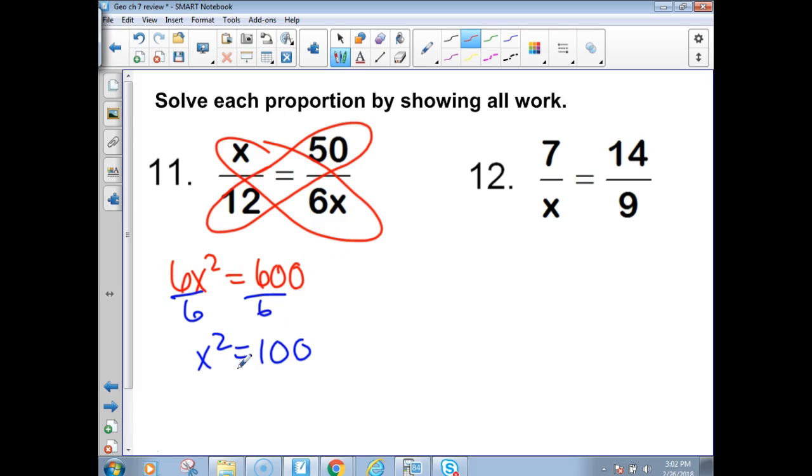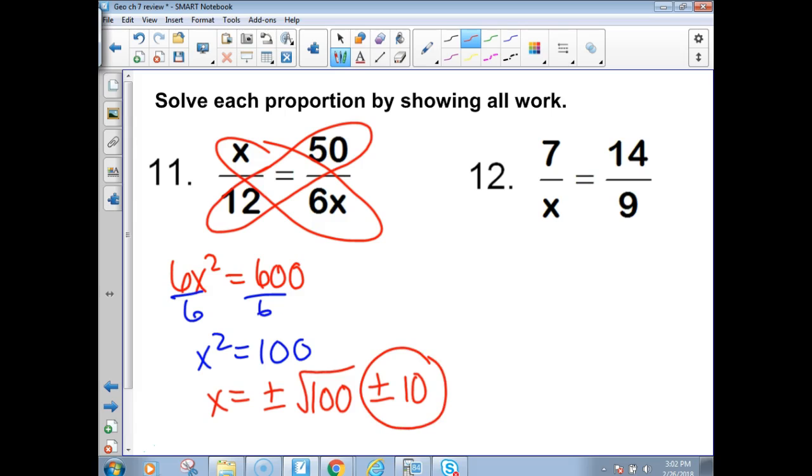And then how do you undo the squaring? We've done it plenty of times with our Pythagorean theorem and distance. Square root. Okay, so x is plus or minus the square root of 100. You need to remember two answers. So it's positive or negative 10.